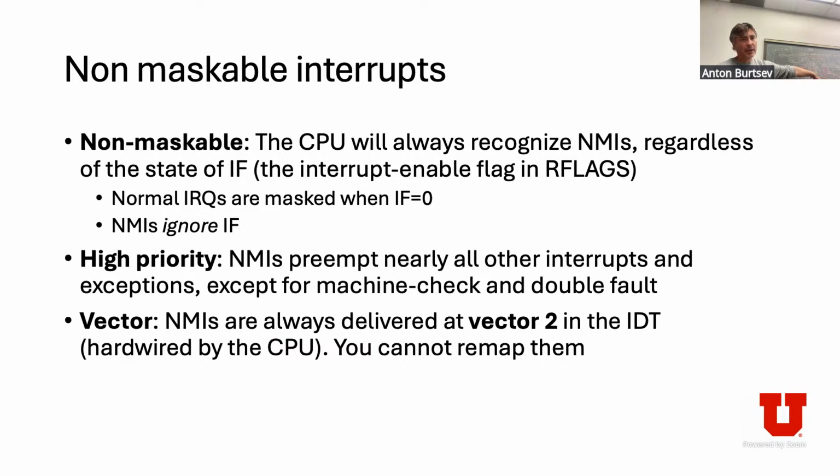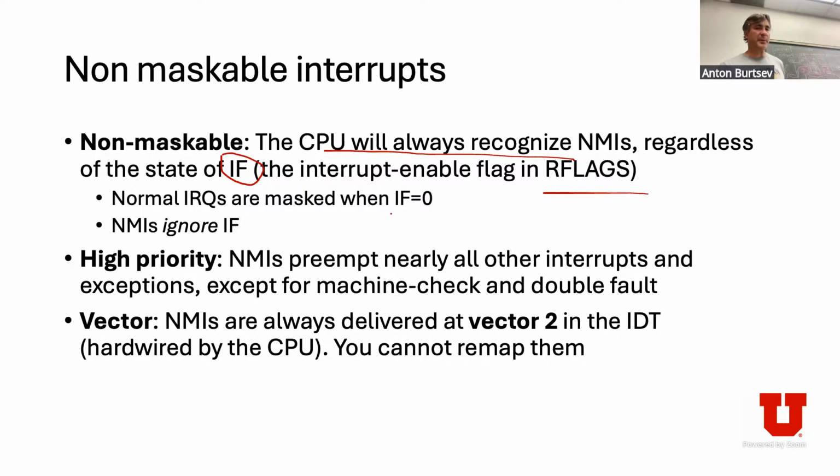And finally, we kept talking about non-maskable interrupts. And again, they are always delivered through vector number 2, right? The idea here is that the CPU will always process a non-maskable interrupt, regardless of the state of the interrupt flag in the RFLAGS register, right?